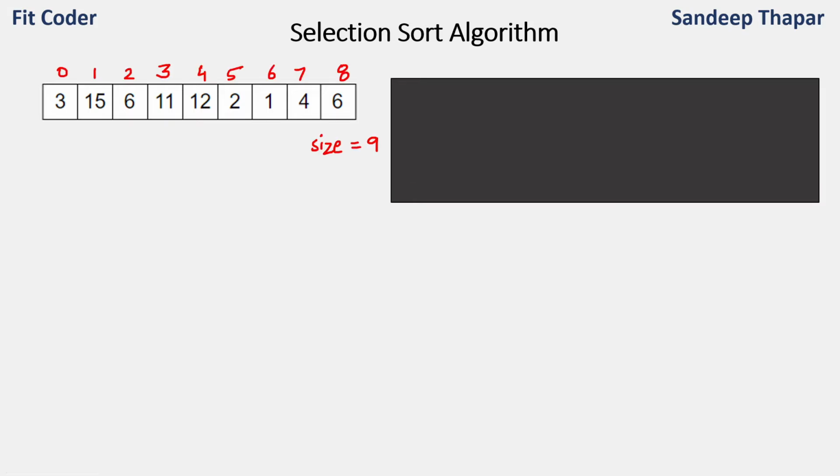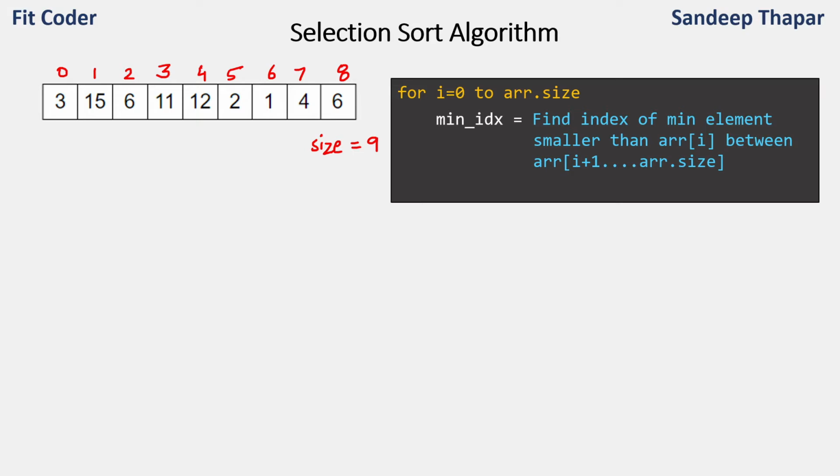The size of this array is 9. In each iteration, we need to find the index of the minimum element which is smaller than array of I, between array of I plus 1 to array of size. In the first iteration, I is at 0th index, so we need to find the minimum element from index 1 to index 8. The minimum element in the array is 1, which is at 6th index, and this 1 is less than array of 0, which is 3. So the minimum index is 6.